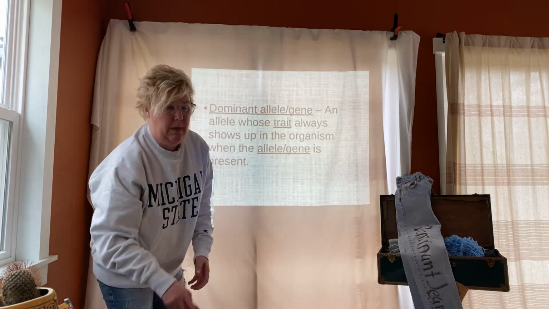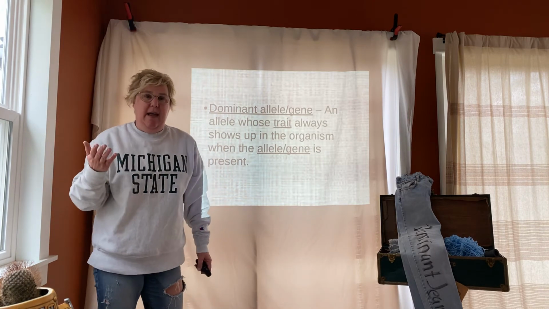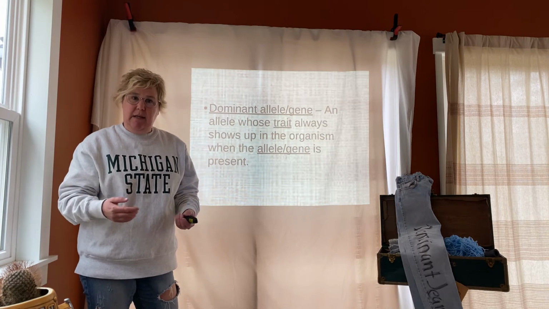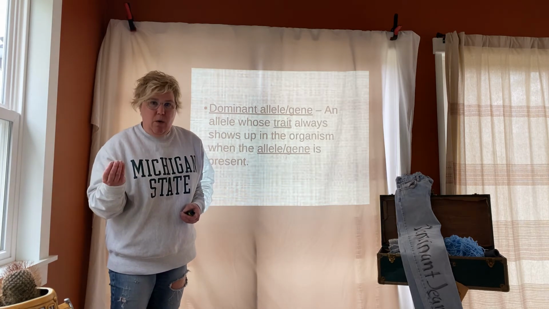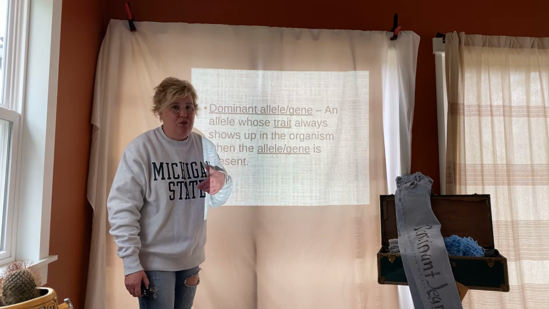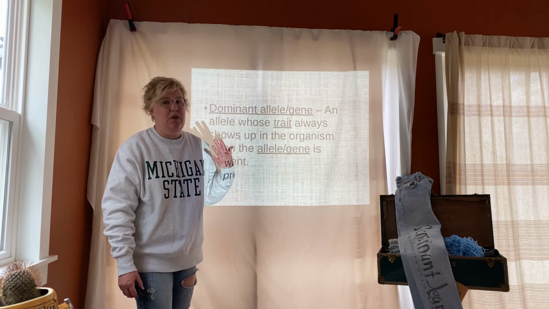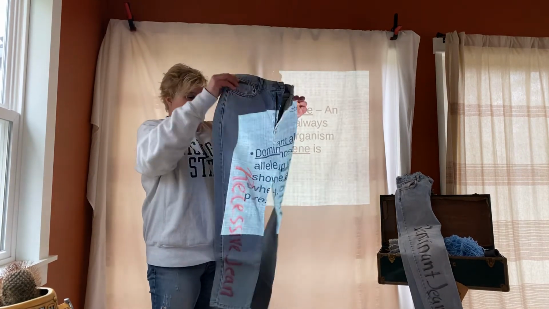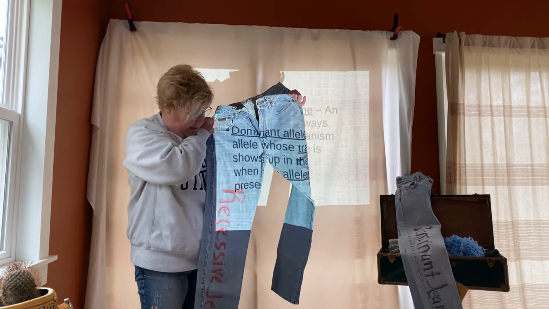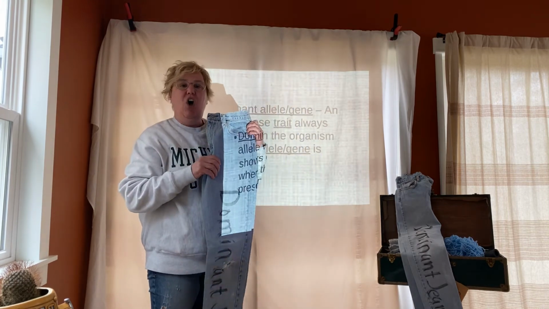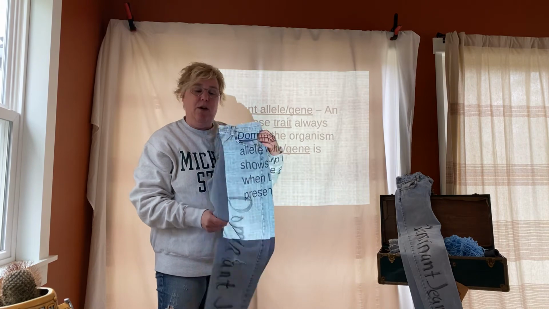So, let's say, for instance, in plants, red flowers are dominant to white flowers. It's not true for every type of plant, but this is just a sort of made-up scenario for right now. So, this plant would be red. Even though it has a white gene, it gets hidden. That's all it means to be dominant. It can hide a recessive trait.